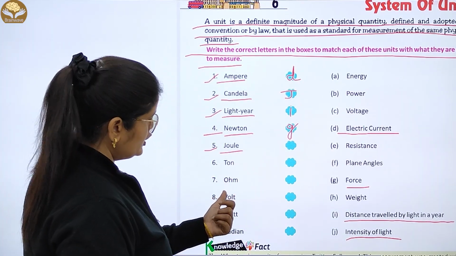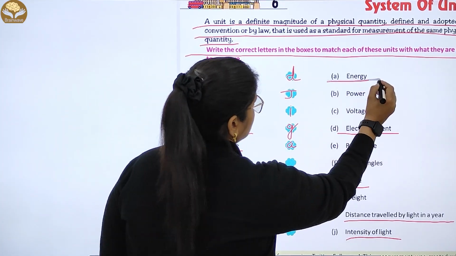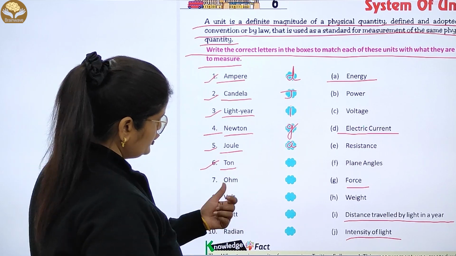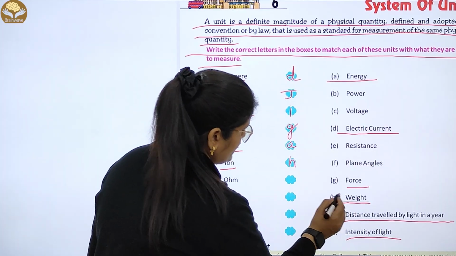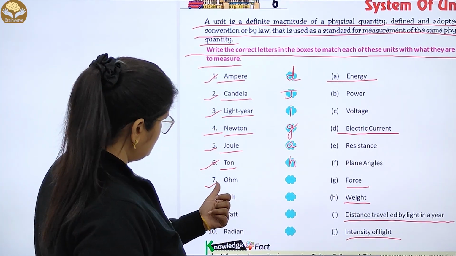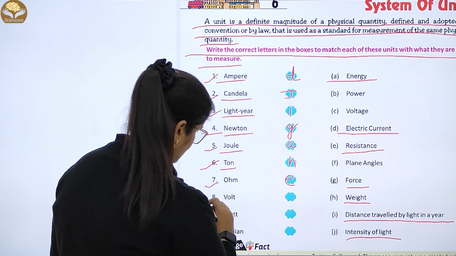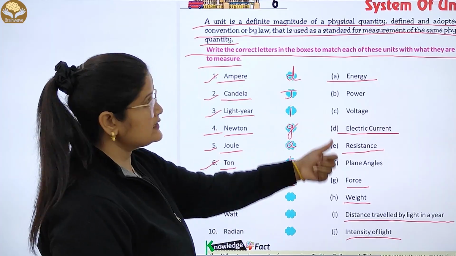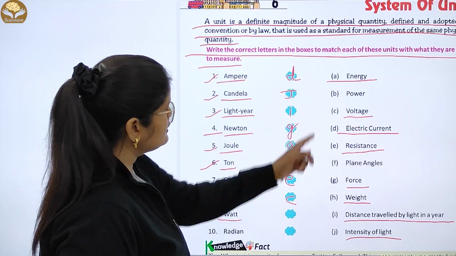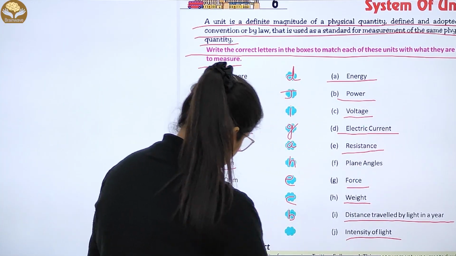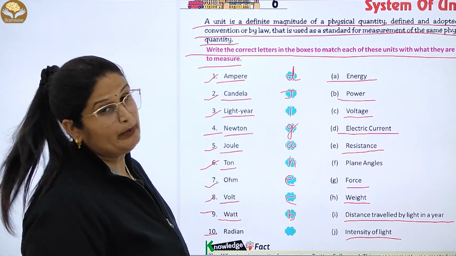Okay. Number 5, joule, energy, E. Number 6, ton, weight, H. Number 7, ohm, resistance, E. Number 8, volt, this is C, voltage. Okay. Number 9, watt, power, B. And radian, what's left? F, plane angles.